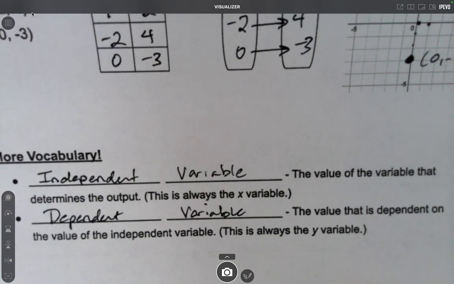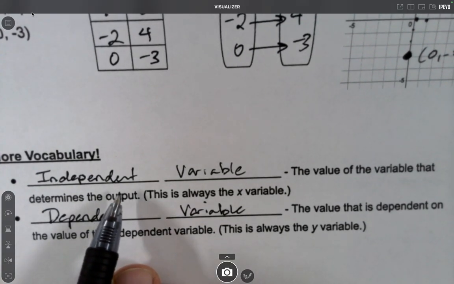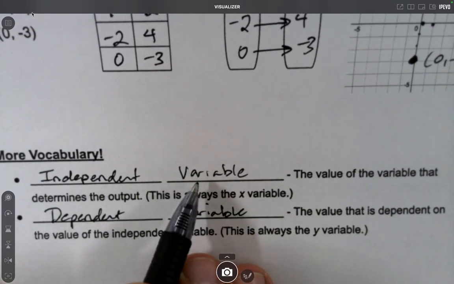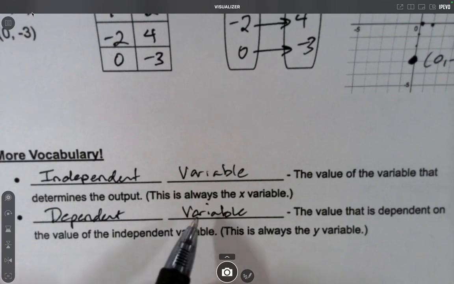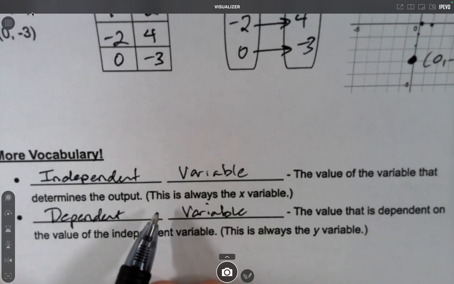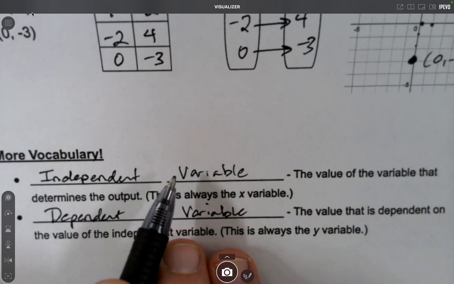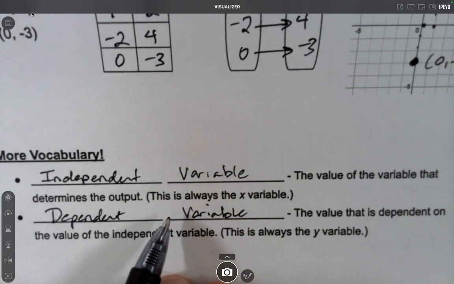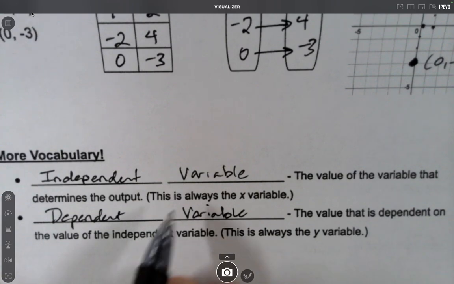So let's say you put a bucket outside while it was raining. How many inches of rain actually fell from the sky are what's going to affect how full your bucket is. So the number of inches of rain that fall from the sky would be the independent variable. How full your bucket is would be the dependent variable, because it's the rain falling from the sky that affects how much water is in the bucket. How much water in the bucket does not determine how much rain falls in the sky. You can't just fill the bucket with a hose and then somehow cause it to rain.